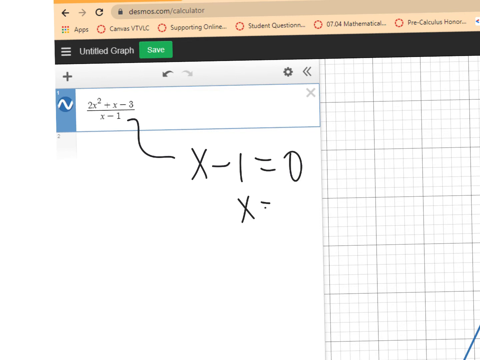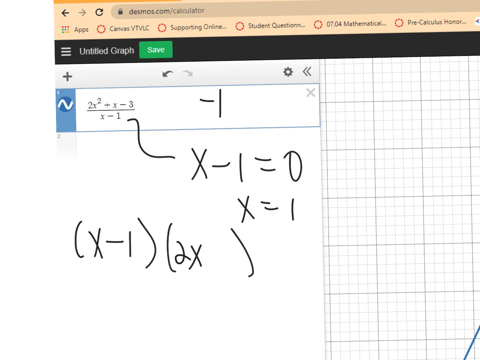So that'll be at x equals 1. So I know that the numerator will factor to something x minus 1 times something. So what times x is 2x squared? Well, I think that's 2x. And then we could ask, what are the factors of -3? Well, there's -1 and 3. There's -3 and 1. I don't think there's any other options.